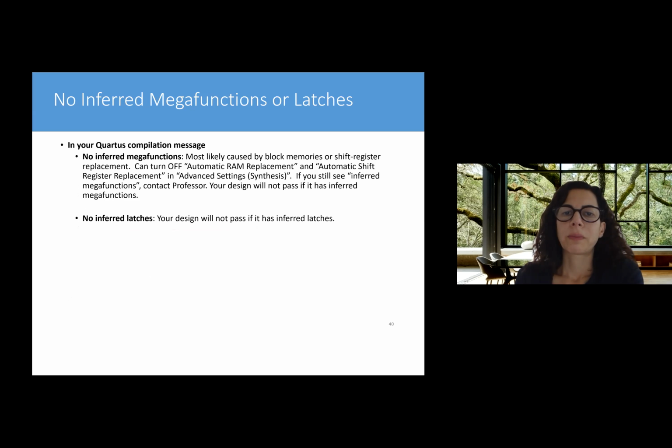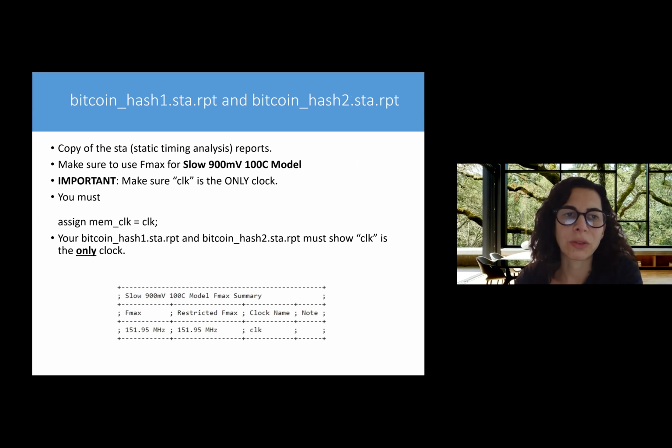This could be caused by many different things. Maybe you have a bug in your system, or you could have some replacement. Make sure that you turn off these. And if you still have inferred megafunctions, you need to contact us or the TA, because your design would not pass if you have these inferred megafunctions. And the design, again, will not pass if you have inferred latches. Make sure that you have that.